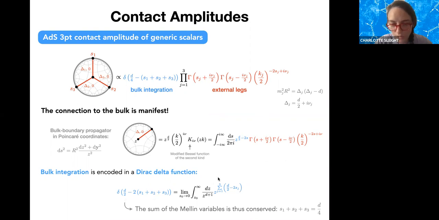And you need this because the reason you can interpret this Dirac delta function is as coming from the dilatation. The correlators must transform in the correct way under dilatation, because if I rescale this momentum by lambda, you get some factor lambda to the power of some sums of Mellin variables and some boundary dimensions. And so in order to transform correctly, you need this Dirac delta function.